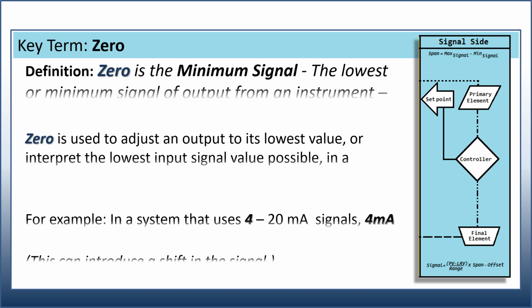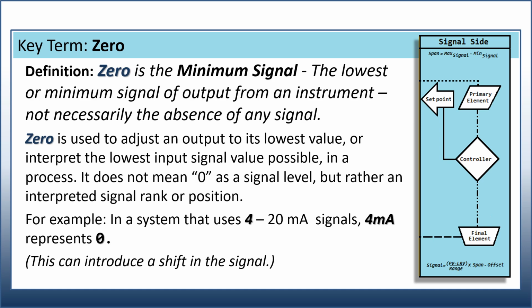Here's another key term and a key concept, zero. Normally we think of zero as being nothing. Here, zero takes on a slightly different meaning. First of all, when it comes to the signal, zero represents the minimal signal sent. So in the case of a 4 to 20 milliamp system, 4 milliamps is the equivalent of that system's zero signal. It's the lowest or minimum signal of an output from an instrument. It's not necessarily the absence of any signal.